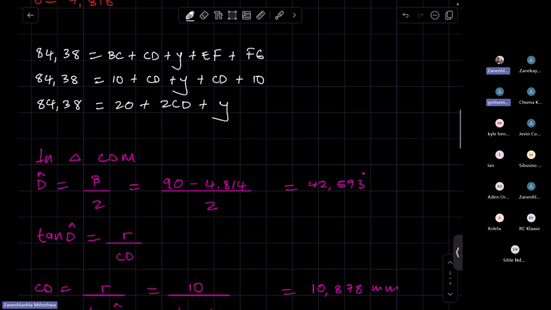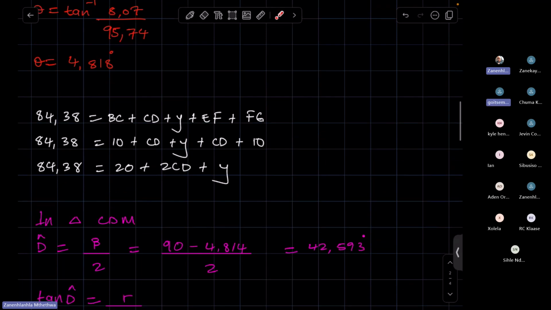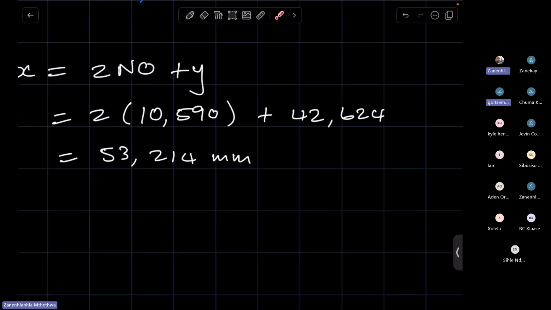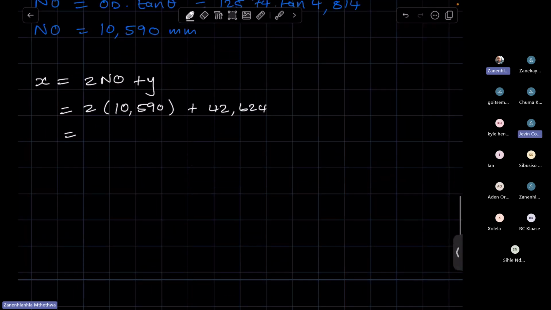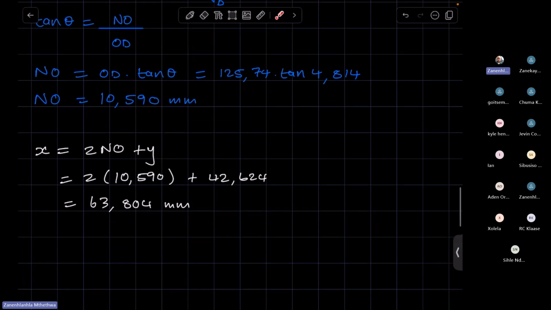So that is the approach you would take for such a problem. Can we please go back to that answer again? The last one. It's supposed to be 63. It's supposed to be 63.804, because we said 2 times 10.590. So this becomes 63.804 millimeters. Yes, that is correct. And that is the approach we take for such problems.